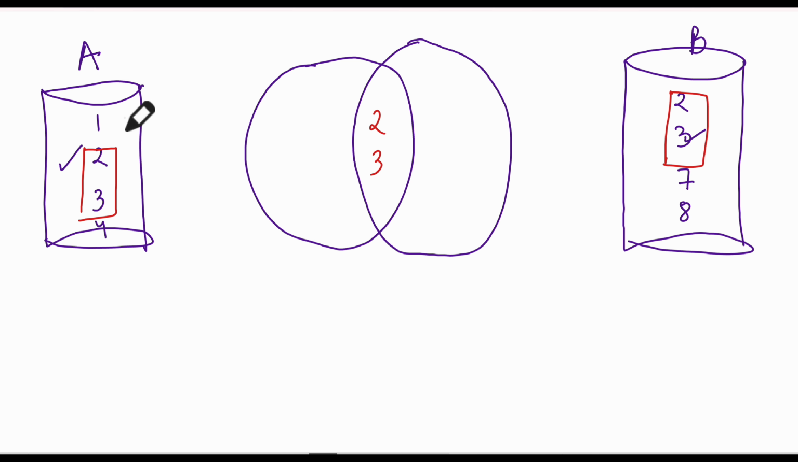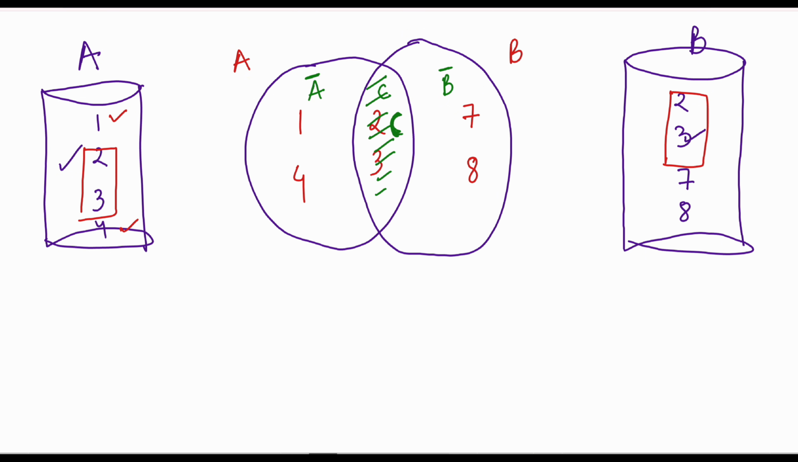Then there are a few elements which are exclusive to A. For example, this 1 and 4, they are not present in B. So this is 1 and 4. Let's say this is table A, this is table B, and there are these elements 7, 8 which are exclusive to table B. So how do we depict them? This part is A, which is exclusive to A. This B is exclusive to B, and this is C. This represents the common section of these two tables. Let us denote it by C.